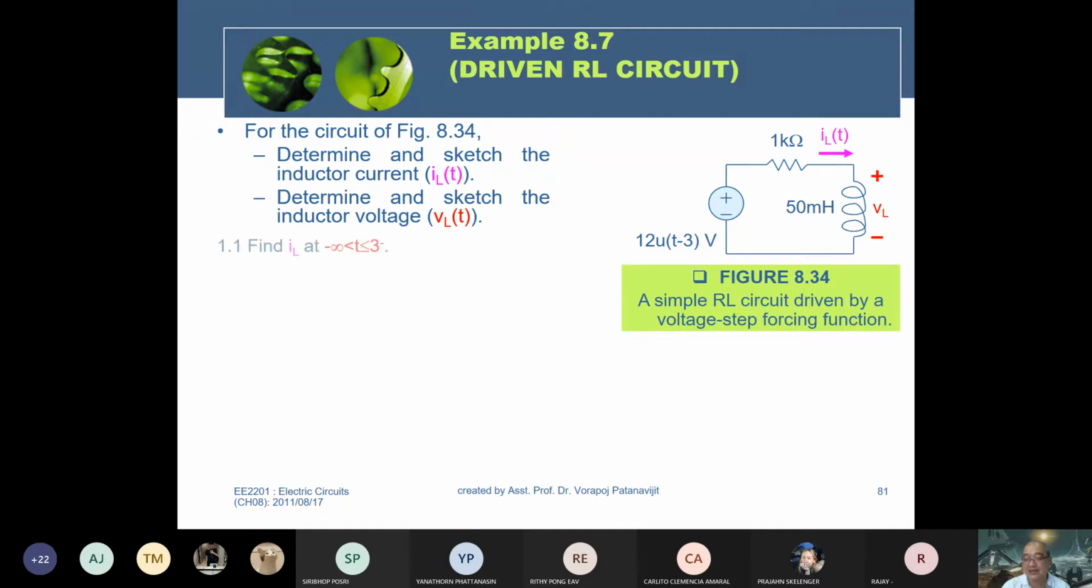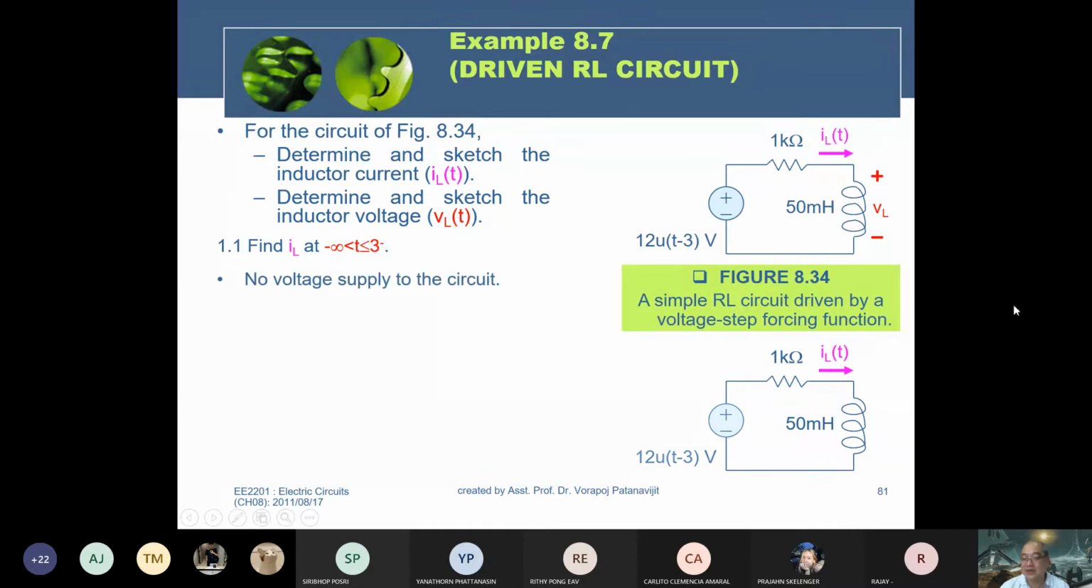For IL in this step, you have 4 main steps to compute the inductor current. The first one is the inductor current before the switch is activated. In this case, the switch is activated at 3 seconds, so before 3 seconds the source is not activated yet. It means the current and the voltage at every point in this circuit is 0.